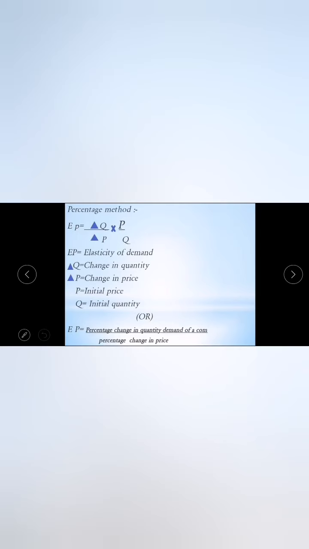The percentage method formula is, please note down, Ep = ΔQ/ΔP × P/Q. Ep is the elasticity of demand, ΔQ is the change in quantity, ΔP is the change in price, P is the initial price, and Q is the initial quantity. And we have another formula also, please write it down.